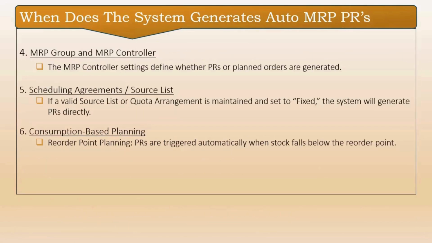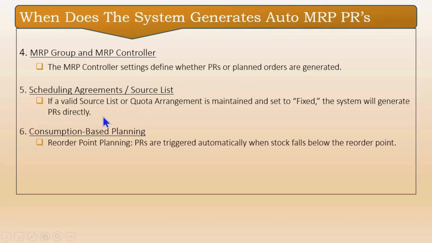Move on to the next slide. The MRP controllers, and the MRP group which has MRP controllers, are the ones who will set up all the parameters based upon their consumption-based planning, forecasting, and reorder points. Then they run the MRP, and then the PRs will be generated. If it is for external purchase, PRs will be generated. If it is internal production, planned orders will be generated.